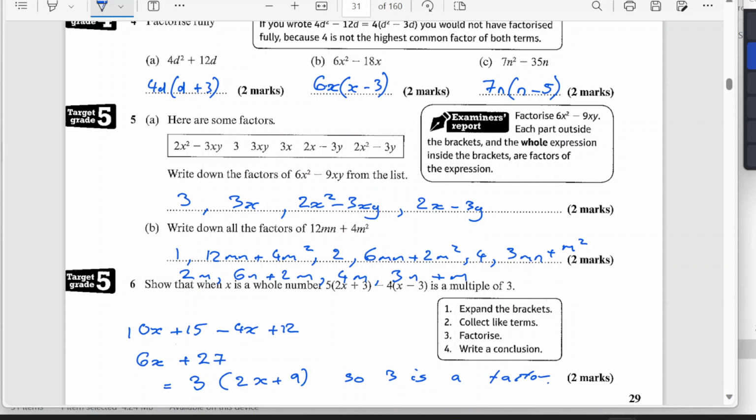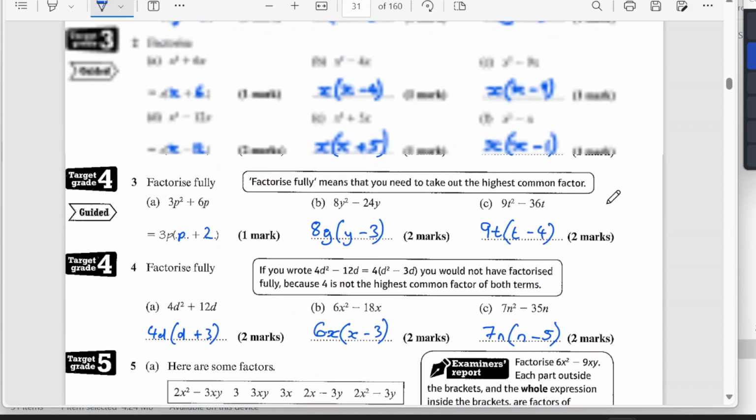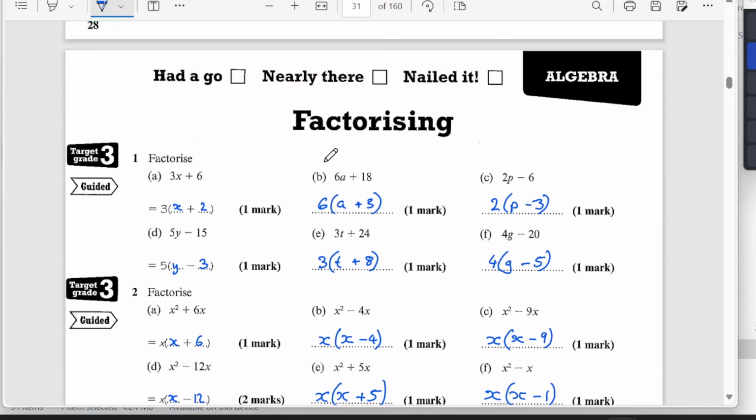There we go. Okay, hope you found that helpful. That was section 29 from the Foundation Tier Revision Workbook from Edexcel, and that was on the topic of factorising, and that's really just factorising into a single bracket.